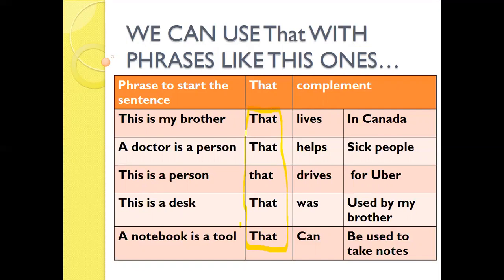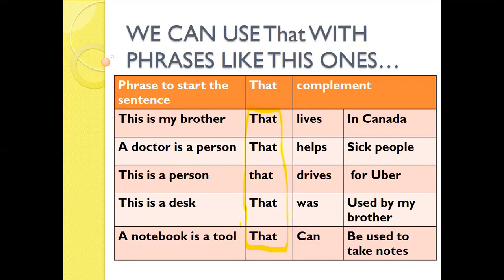Here in the original sentence, we have the word who, but it is okay. You can use who or you can use that to describe people. A doctor is a person that helps sick people as well. You can have who instead of that and it will be the same. This is a person that drives for Uber. Instead over here, you can have who and it's going to be the same sentence.